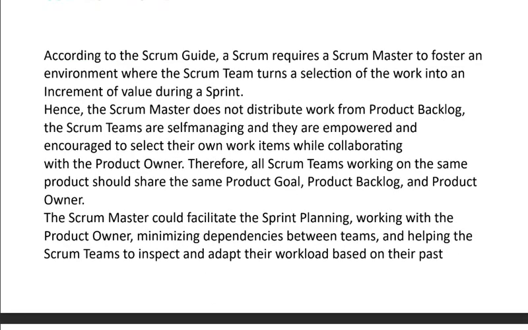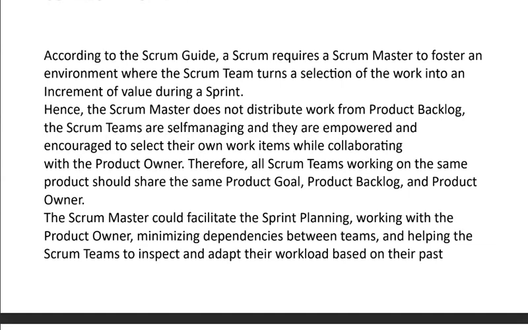Answer is, according to the Scrum Guide, Scrum requires a Scrum Master to foster an environment where the Scrum team turns a selection of the work into an increment of value during a sprint. Hence, the Scrum Master does not distribute work from the product backlog. The Scrum teams are self-managing and they are empowered and encouraged to select their own work items while collaborating with the product owner.